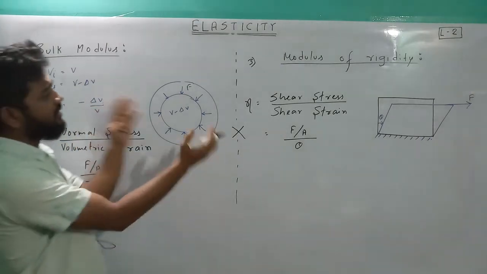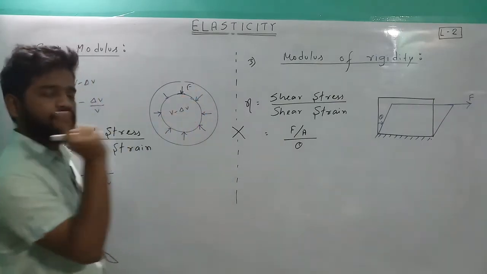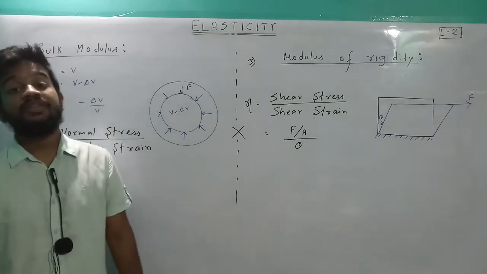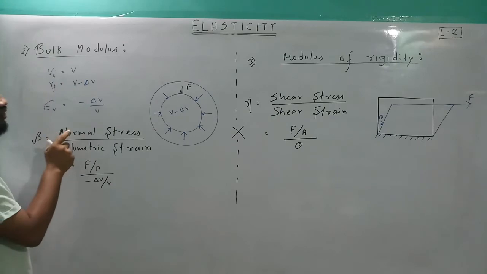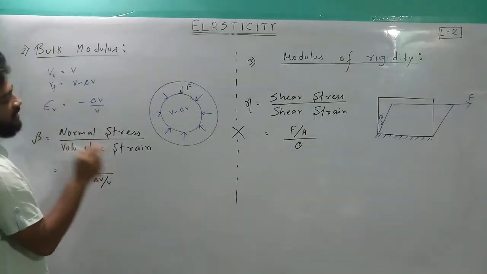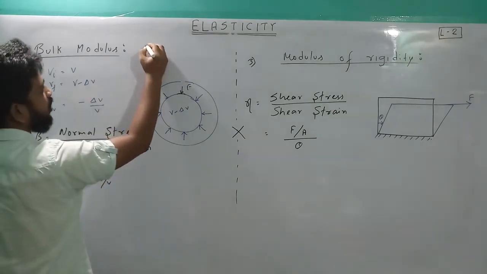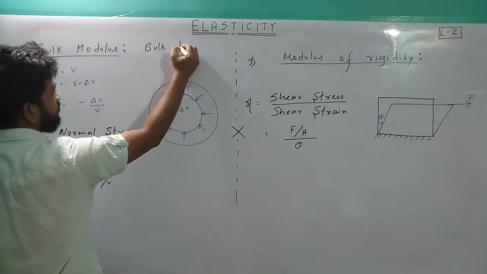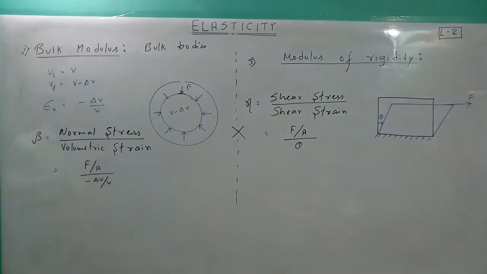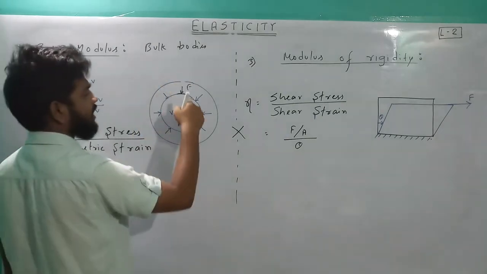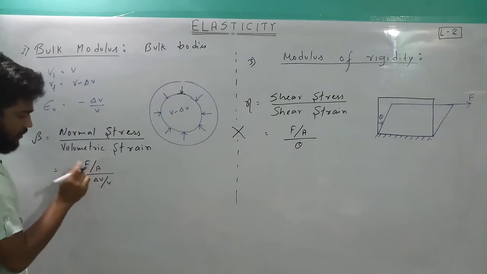In order to compress it, the force has to act perpendicular to the surface. Therefore, the stress developed will be normal stress. Therefore, bulk modulus denoted by beta is equal to normal stress upon volumetric strain. It is for 3D bodies, or you can simply write bulk bodies. Now, first of all, what is normal stress? The force applied per unit area.